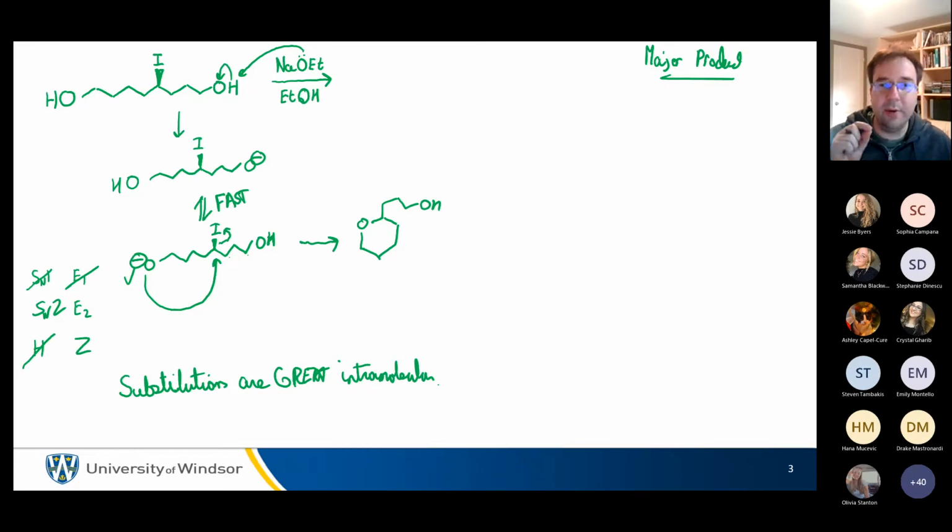Because 6 is, if things can interconvert, if this can now go backwards, if this was all in equilibrium, the 6 would dominate. But is it in equilibrium? Once I make that, is the I minus going to come in and kick out the oxygen and put us back to where we were?